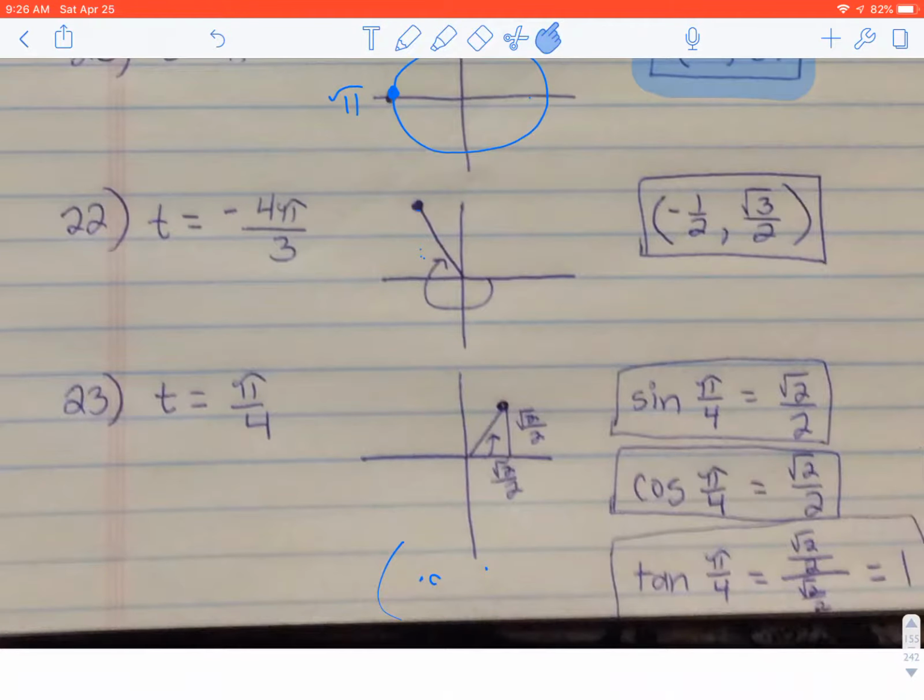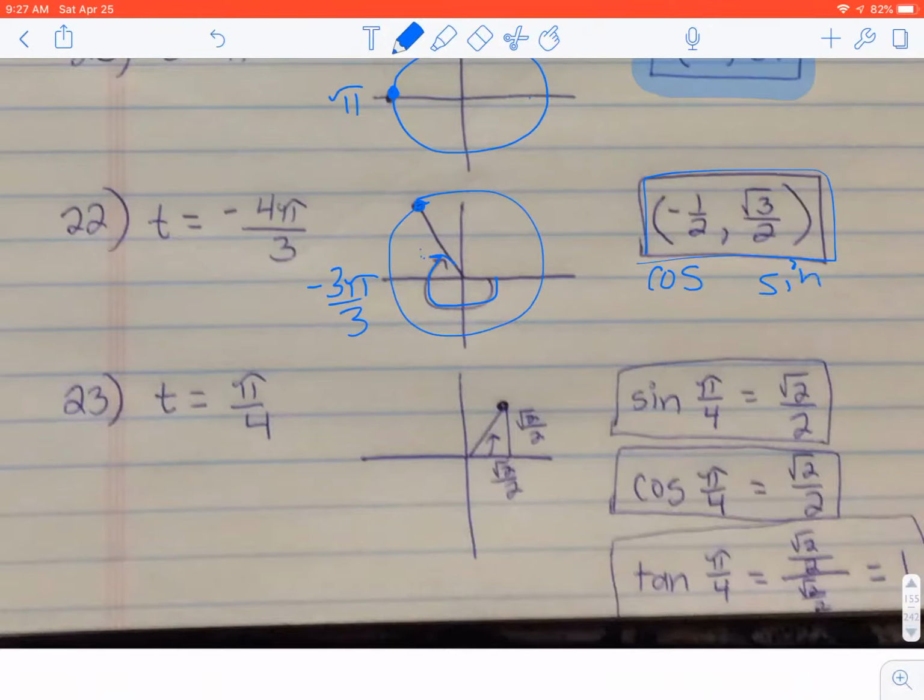Number 22, negative 4 pi over 3. So we're going the opposite direction. Okay, we know this is negative 3 pi over 3. So negative 4 pi over 3 is right here, okay, on our unit circle. So we're in the family of 3. So we know our ordered pair is going to be 1/2, comma, square root 3 over 2. Since we're in quadrant 2, you know your cosine or your x is going to be negative. Your sine or your y is going to be positive. Okay, so square root 3 over 2 is that positive y value.